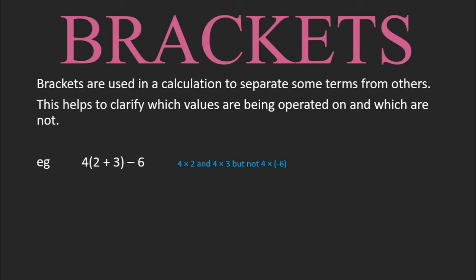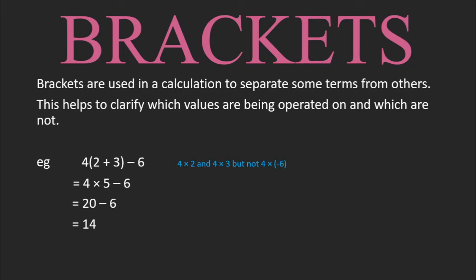Well, 2 plus 3, that's 5. So I want 4 of these 5s. That means 4 times 5. And of course, we need to remember that we're going to subtract 6 from that answer. So 4 times 5 minus 6. The next calculation that we're going to do is the multiplication, because in BEDMAS, multiplication definitely comes before subtraction. So 4 times 5 is 20. Don't forget, we still need to subtract the 6. 20 minus 6 is 14.